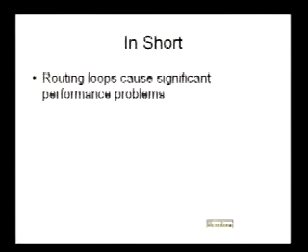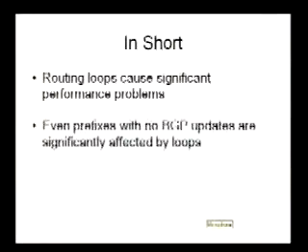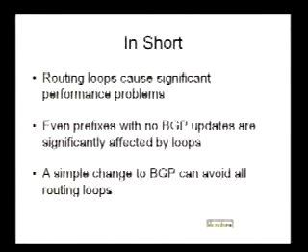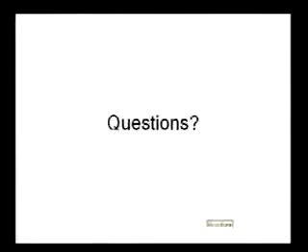So in short, I've shown you that routing loops cause significant performance problems. Even prefixes with no BGP updates can be significantly affected by these routing loops as a result of the collateral damage. And I've shown that a simple change to BGP can avoid all of this. And now I'll take questions.